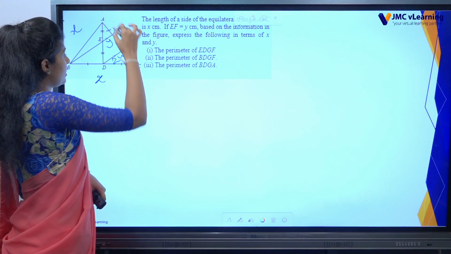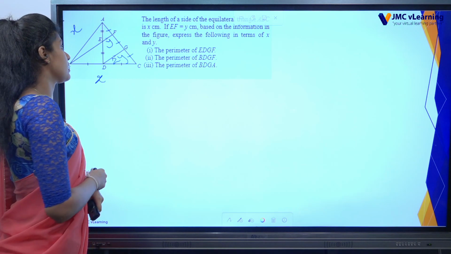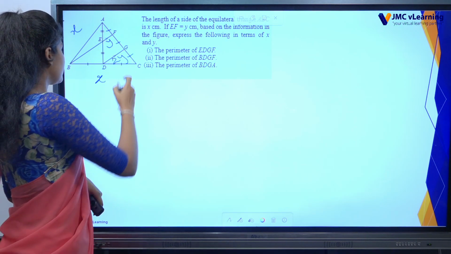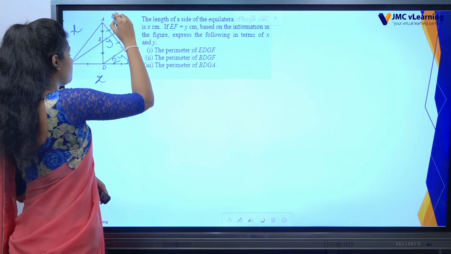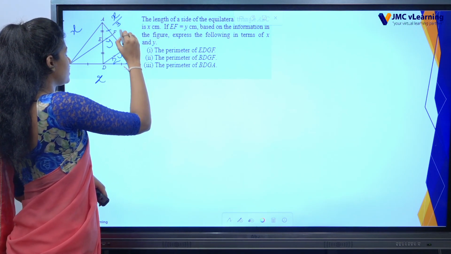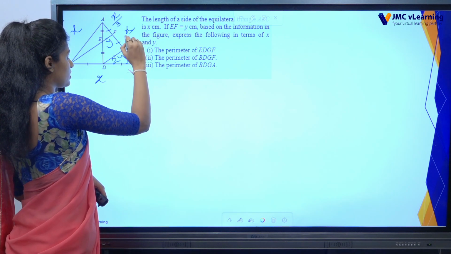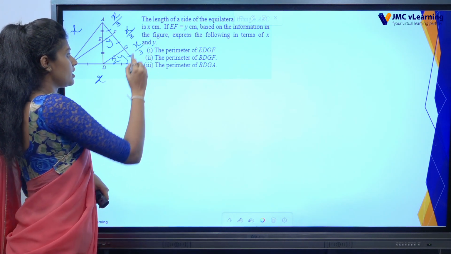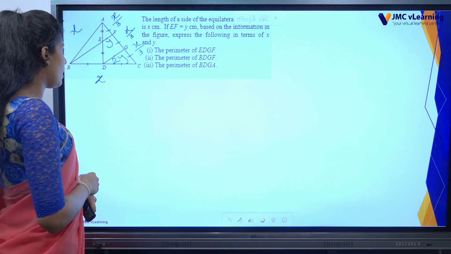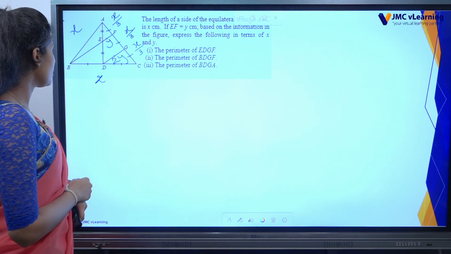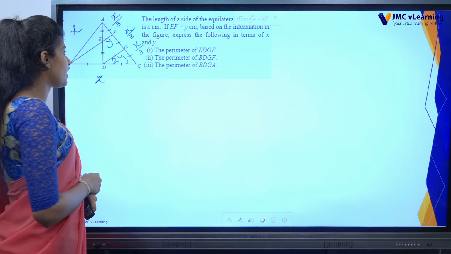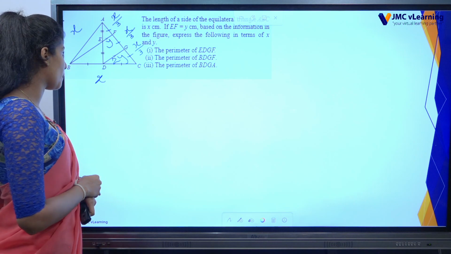Then you know the length of AC is x. These all three sides are equal in length. That means AF length is x divided by 3. FG also x divided by 3. This one also x divided by 3 because these all lengths are equal. Then you have to find the length of ED. How can you find the length of ED?